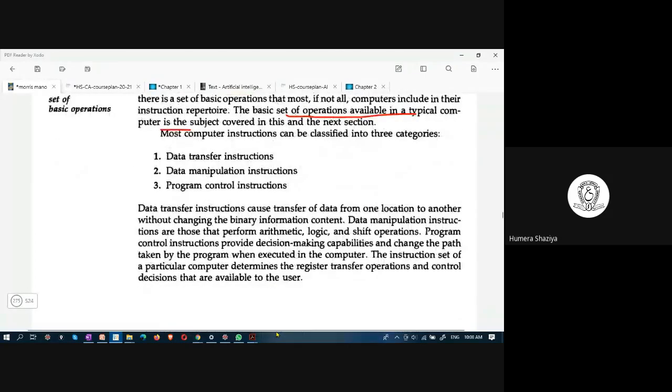Most computer instructions are classified into three categories: data transfer instructions, data manipulation instructions, program control instructions.